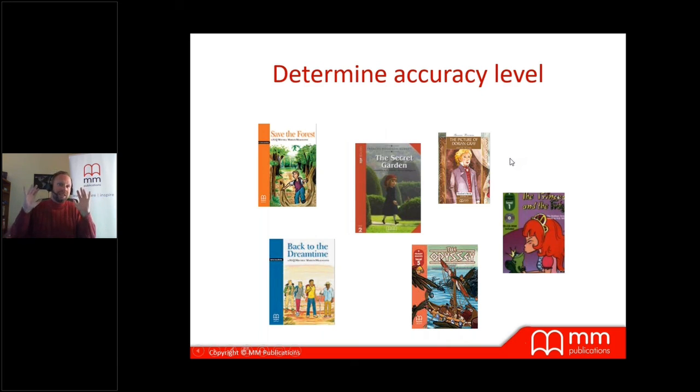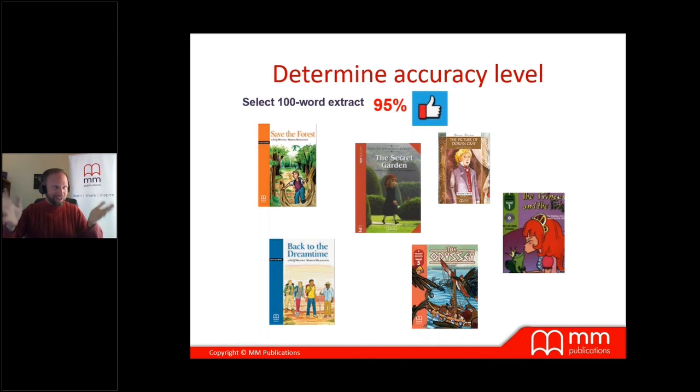So first of all, you need to make sure that it's not something that goes beyond the level of the student. The process is as simple as this. In order to determine accuracy level, let's say you have a reader that you are assigning and you select a 100-word extract from that reader. If you ask a student to read out loud this 100-word extract, and you are following the student's reading performance, and that student, for example, gets 95%, which means that 95 out of the 100 words from the extract are correct, then we have reached that 95% accuracy level.